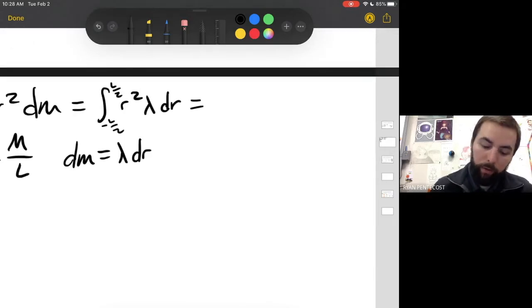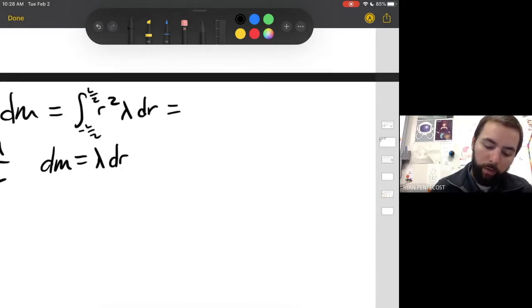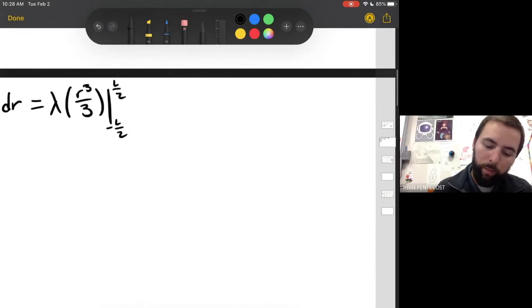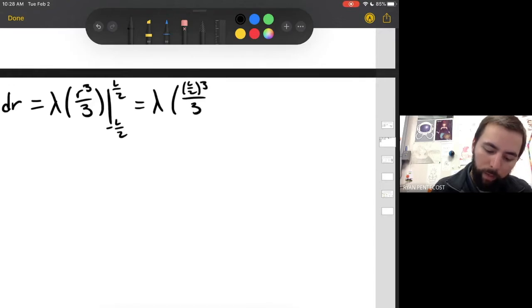Now we're just going to evaluate this integral. I'm going to take that lambda out while we do this integral, so we'll get r cubed over 3 from negative L over 2 to L over 2. Now expanding this is going to get complicated because we'll have fractions that are going to be cubed and everything. So this will be lambda times (L over 2) cubed divided by 3 minus (negative L over 2) cubed divided by 3.